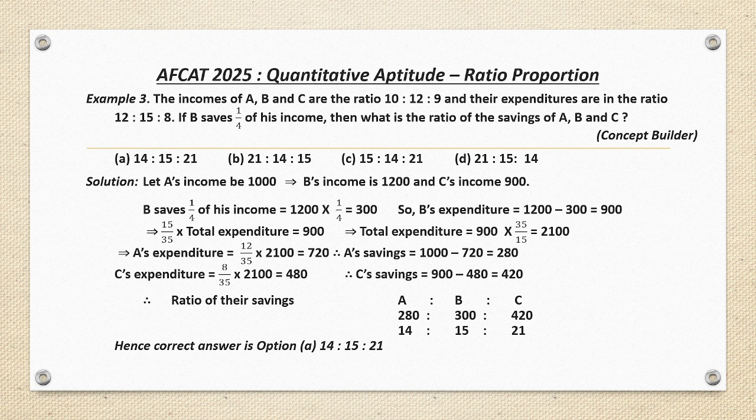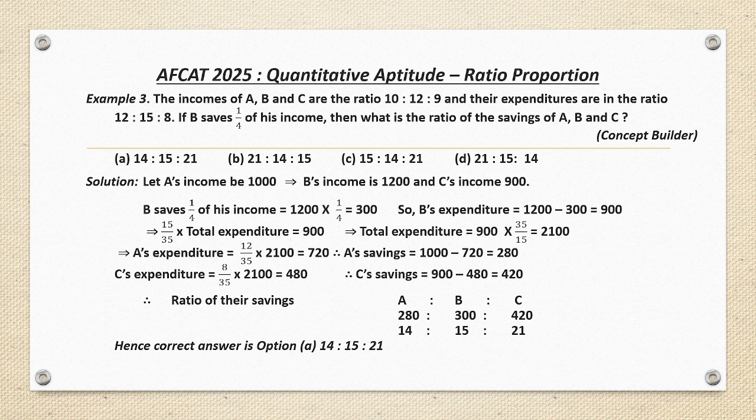So from this 2100 rupees, the expenditure is in the ratio of 12 is to 15 is to 8. We already got B's expenditure as 900. So let us find out A's expenditure. 12 by 35 into 2100 is 720 rupees. Deduct this 720 rupees from 1000, that is A's income, and we get A's savings as 280. Then C's expenditure is 8 by 35 into 2100, which is 480. Now deduct this 480 rupees from 900, and we get C's savings, that is 420.